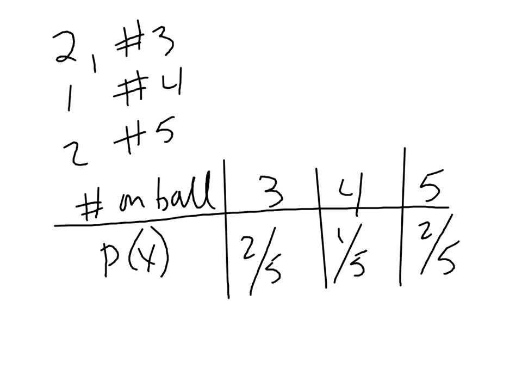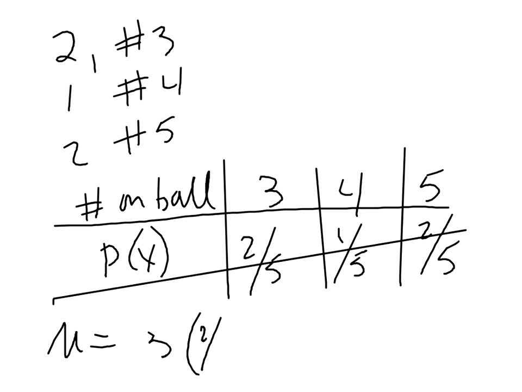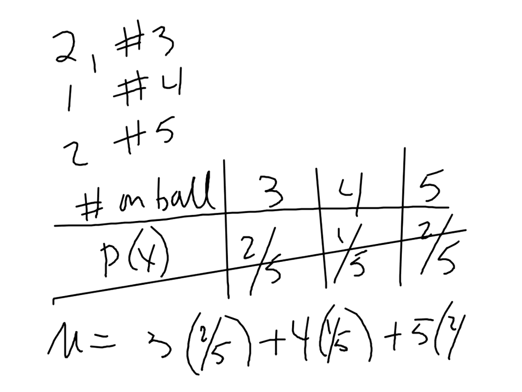We're going to do everything on this one. The first thing we would want to do is find the mean. The mean would be equal to the sum of the x's times p(x), as you can see. So we would have 3 times 2/5 plus 4 times 1/5 plus 5 times 2/5. And that turns out to give us a mean of 4. Okay, well, we're going to use that in the next calculation here.